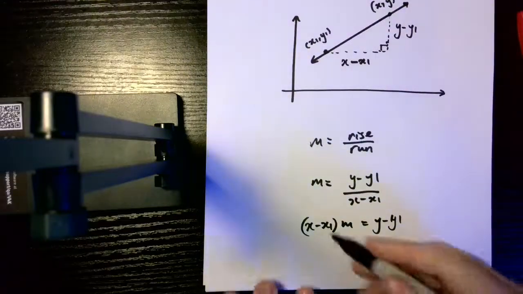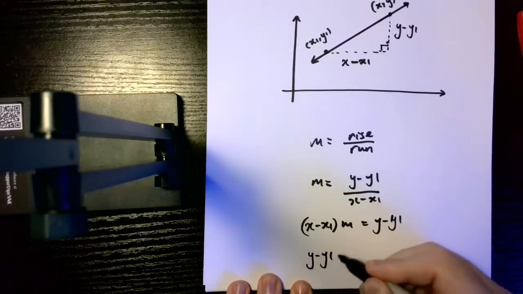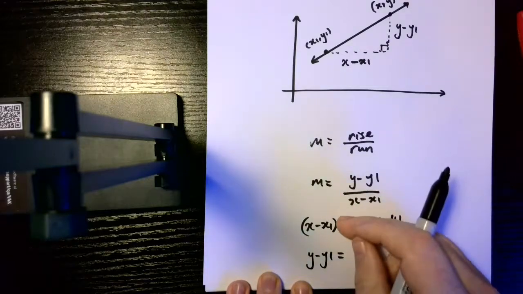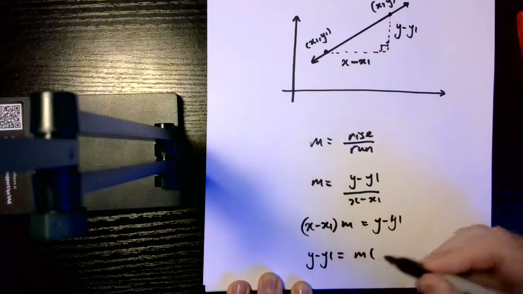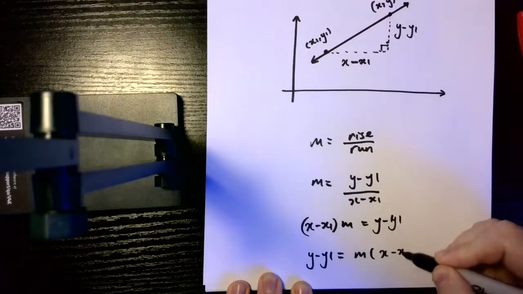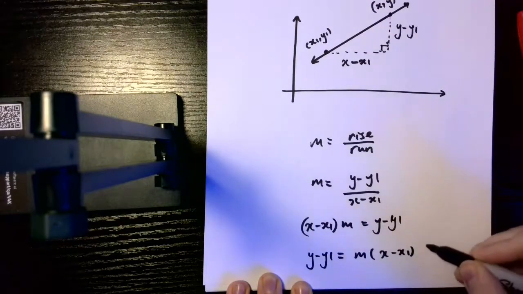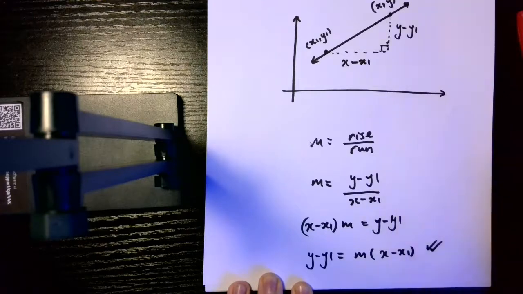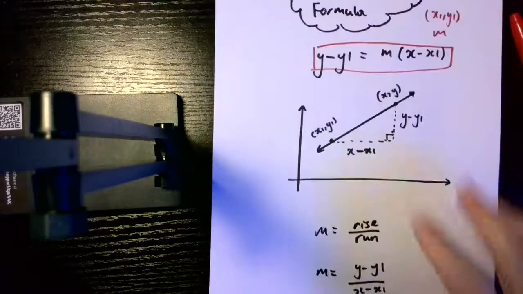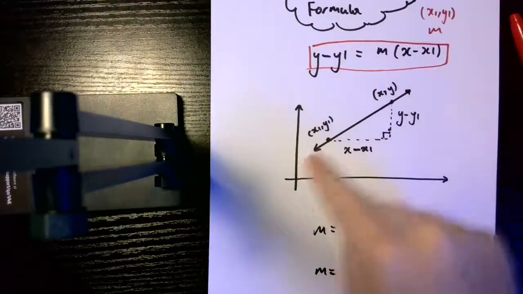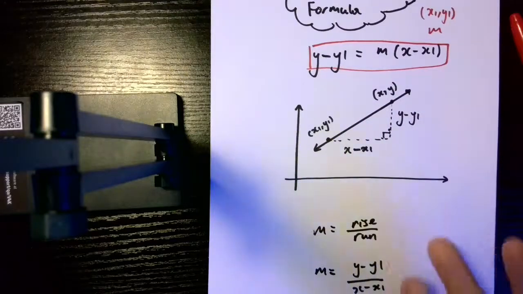So if I swap the sides, y minus y1 equals, and instead of having the m out the back, I'm going to put it out the front because we can multiply in any order. So I now have m outside of x minus x1. And that's how we achieve the point gradient formula. So now that we've derived it, we're going to have a look at how we actually use this to find the equation of the line given a point and given a gradient.